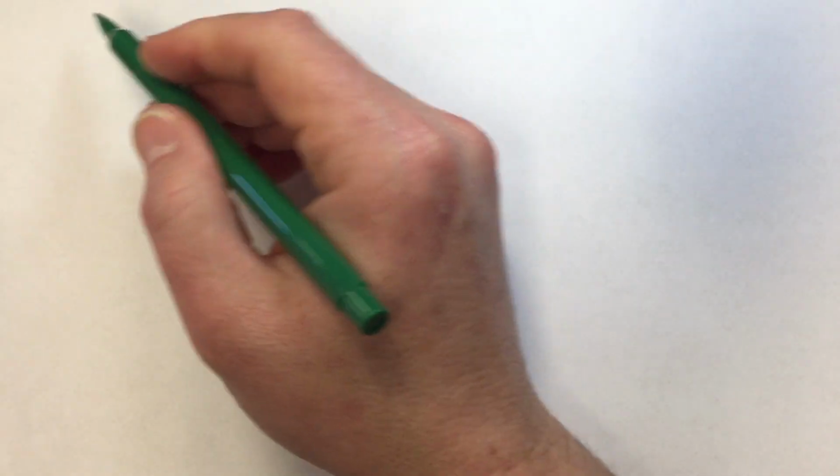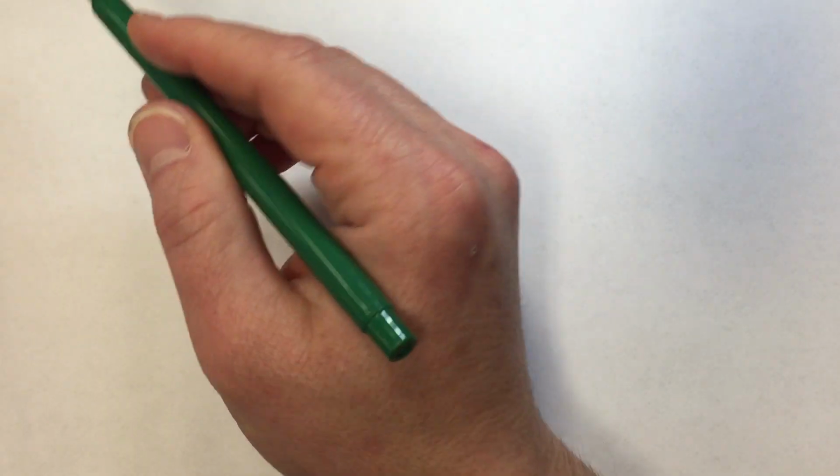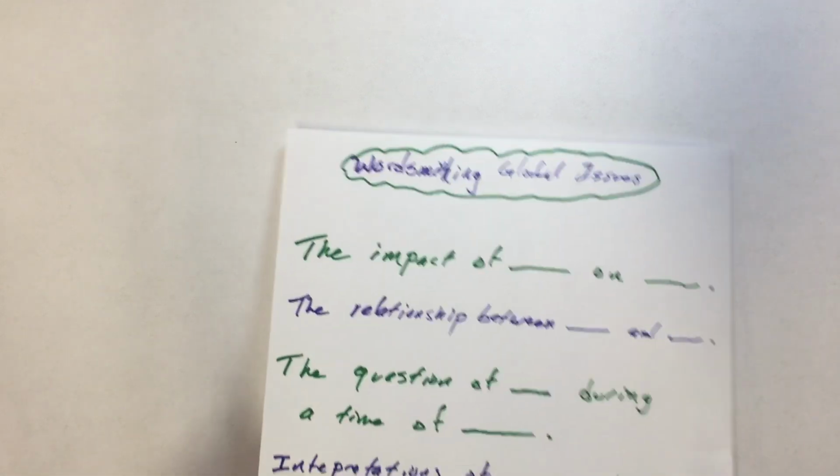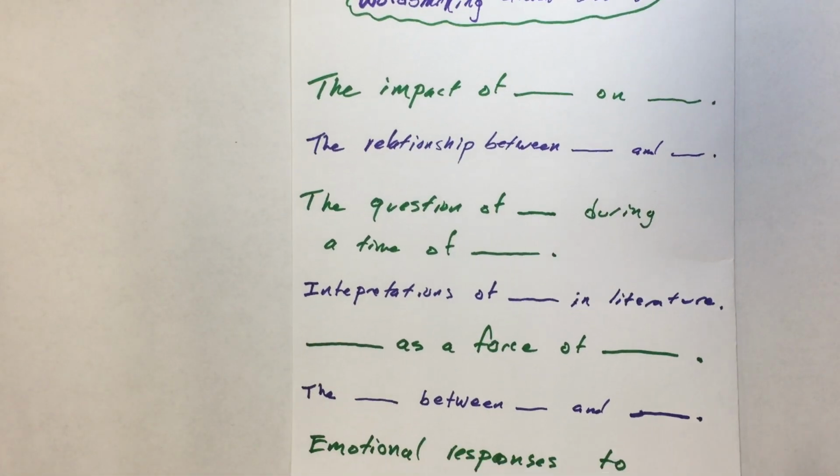So what do we have? We've got a global issue. You know from previous videos that our global issues might look like this. Great selection of choices right there. We have framed those issues in such a way that we sound like we're smart. And now we're ready to think about what we're actually going to do for the oral.